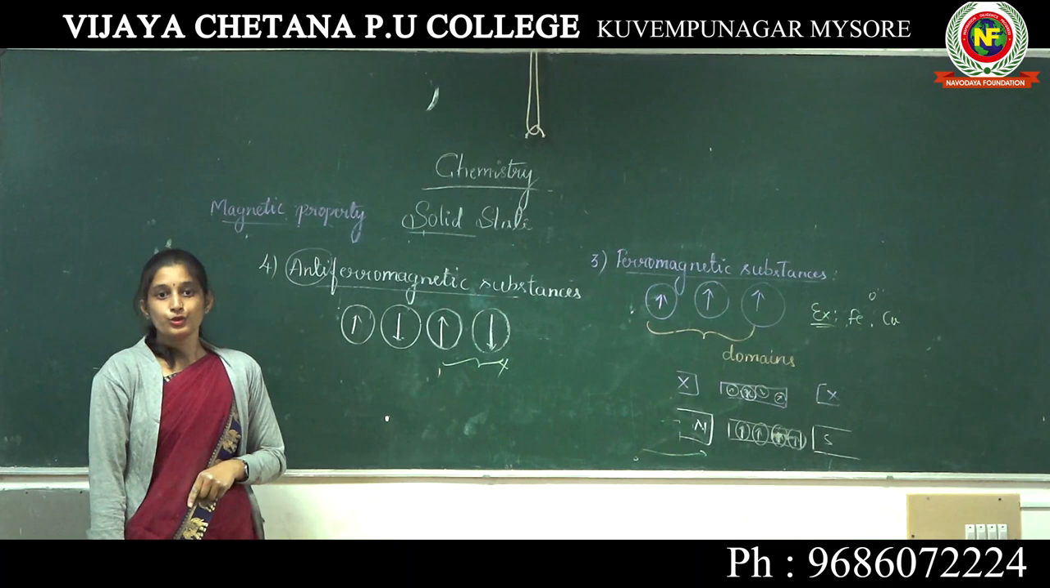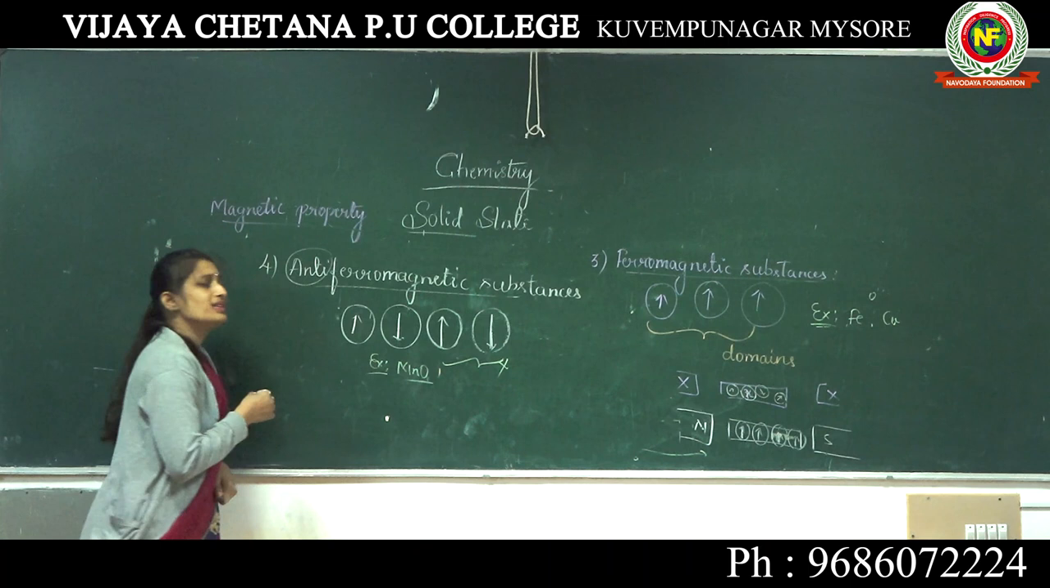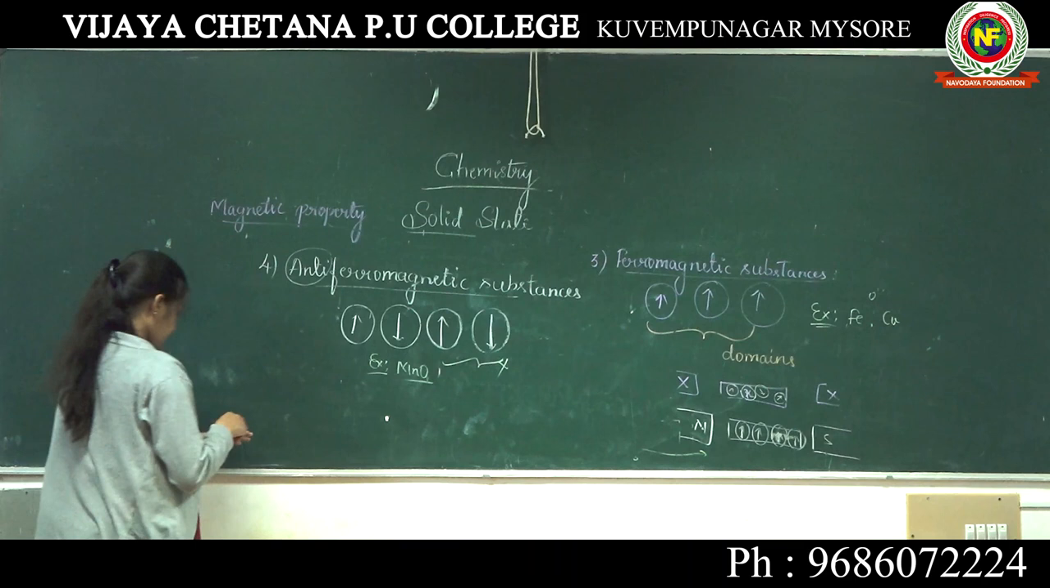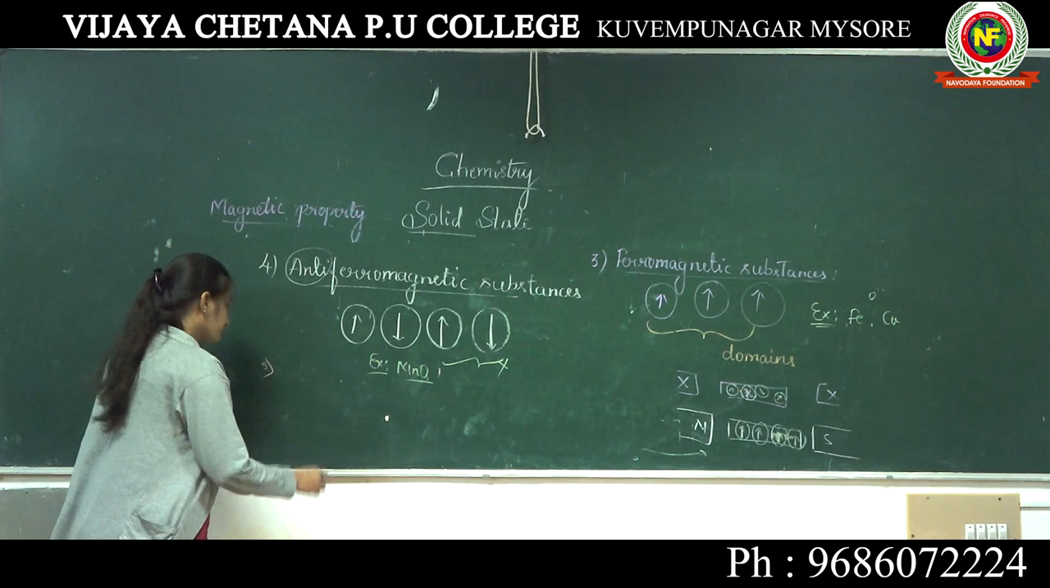What are all the examples for this? MnO. What is this MnO? Manganese oxide. This is an anti-ferromagnetic substance. And last but not the least, this is ferri.